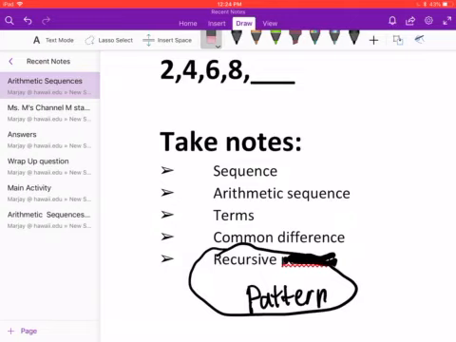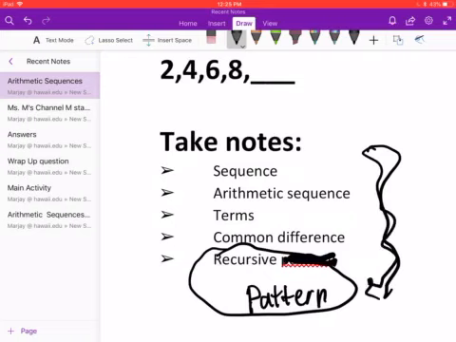So first off, I would like you guys to take notes about these words, because later on we will be discussing the meaning of these words and how they are related to arithmetic sequences and what their jobs are regarding arithmetic sequences. Okay? So, pause this video and again, write down these words.